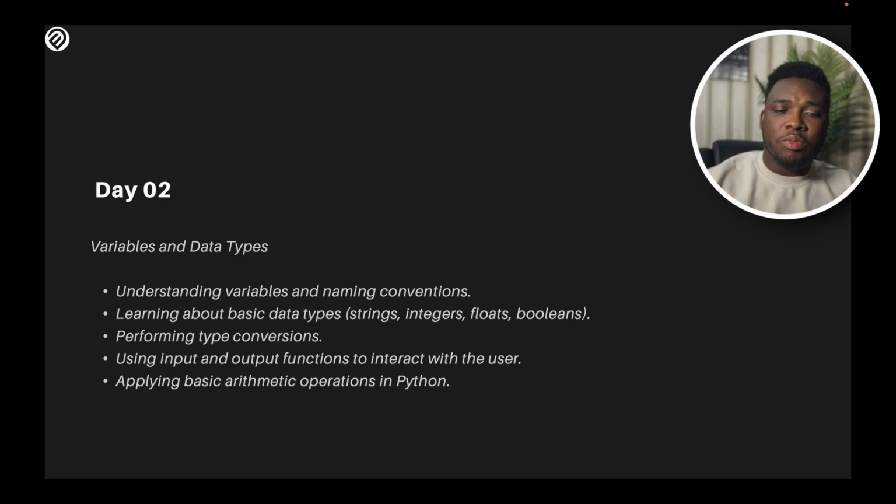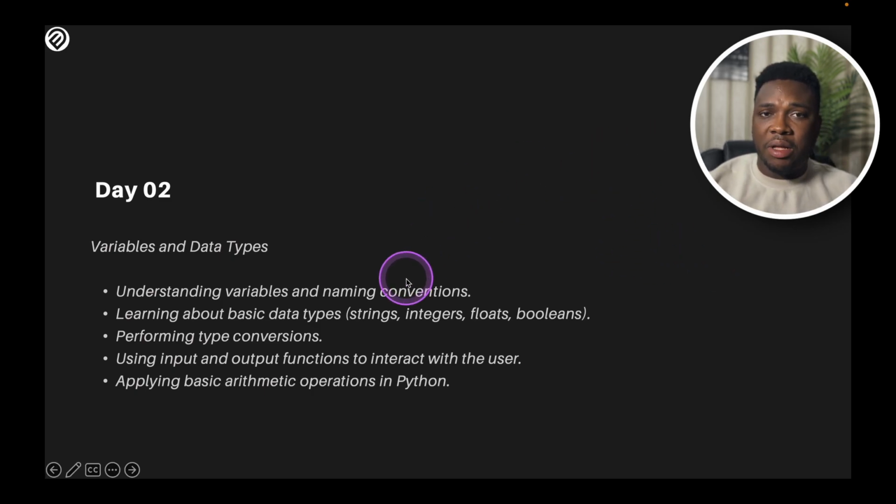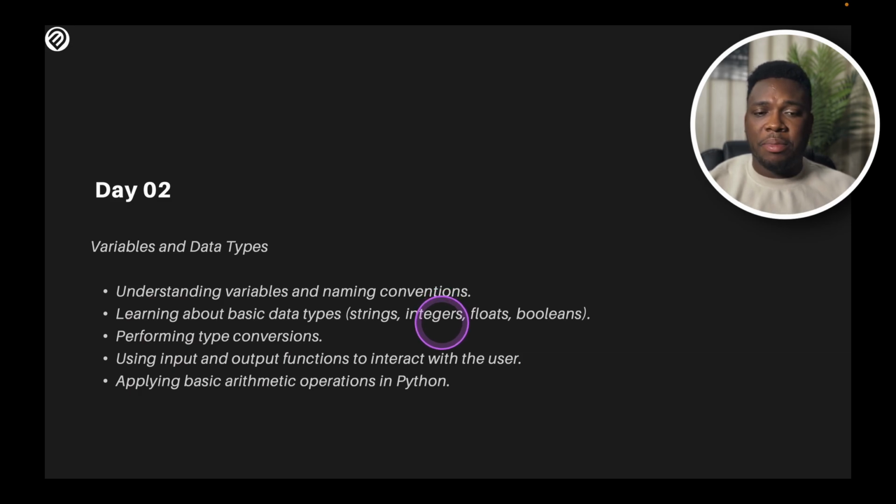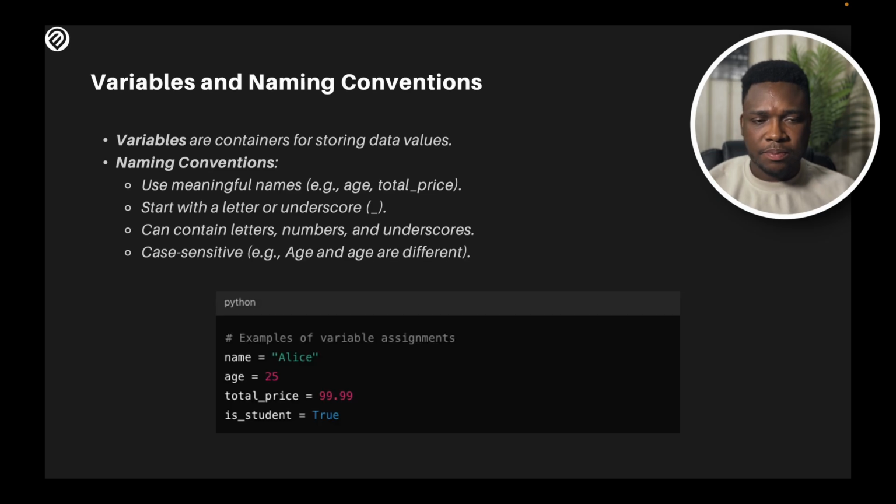First, we'll be understanding more about variables and naming conventions. Secondly, we'll be learning about basic data types: strings, integers, floats, booleans. We'll just be going deeper than what we did in the previous video. I'll be performing type conversions, converting across data types, how you go from string to integer, how you go from integer to string, and doing some manipulations around the data types. We'll be using input and output functions to interact with the user. I'll be applying basic arithmetic operations in Python.